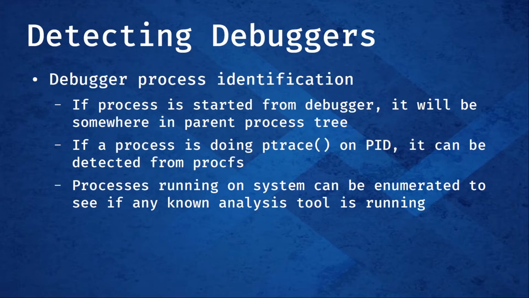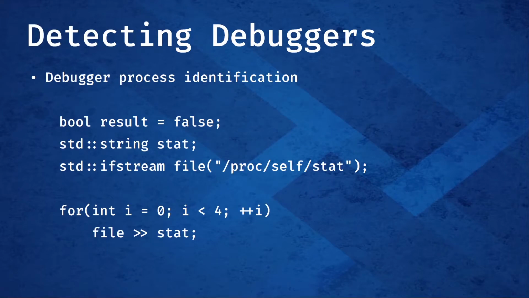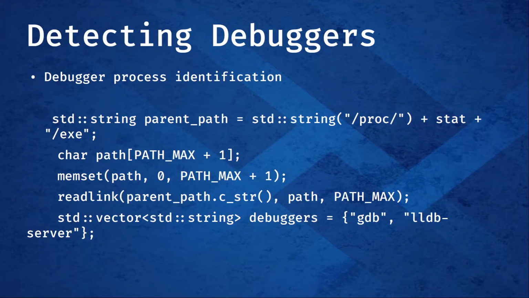And for Linux, the common method to figure out if some other process has attached to our own process as a debugger is simple: read the /proc/self/stat file, and the fourth entry is the PID of the process which is trying to debug our own process.